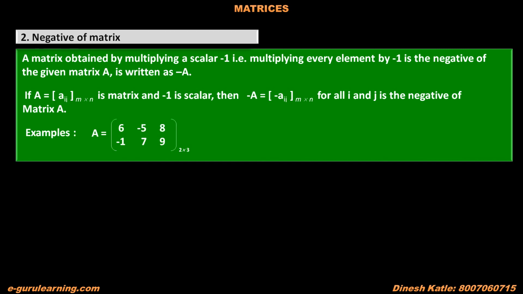Examples, matrix A is equal to 6, minus 5, 8 in first row and minus 1, 7, 9 in second row is a matrix of order 2 into 3. Then minus 1 into A is the matrix obtained by multiplying each element by minus 1. So the new matrix is minus 6, 5, minus 8 in first row, 1, minus 7, minus 9 in second row, means negative of each element of matrix A.